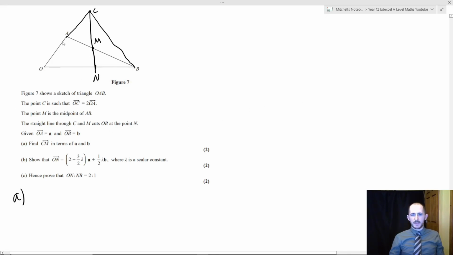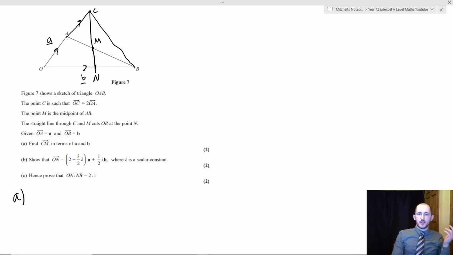Given that OA is a, and again I like to label up absolutely everything, OB is b. Find CM in terms of a and b. Well, what we know is that OC is twice OA, so both halves of this are the vector a, right?